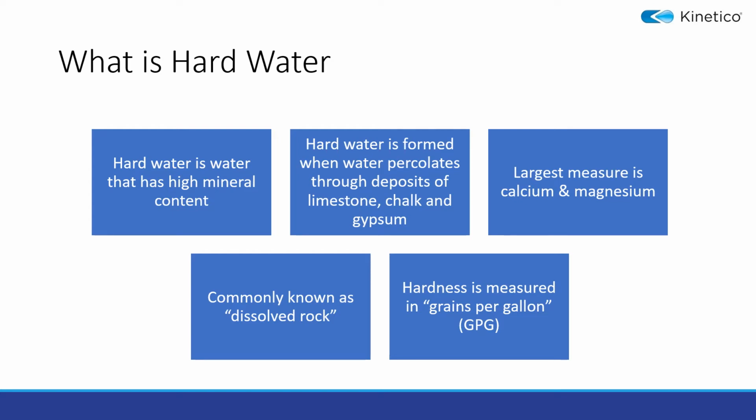Now, hardness is measured in grains per gallon. So what this means is that in 1 gallon of water, there's potentially so many grains of hardness. For example, if you have 15 grain hardness, that means in 1 gallon of your water, you have 15 grains of dissolved rock in that 1 gallon of water.